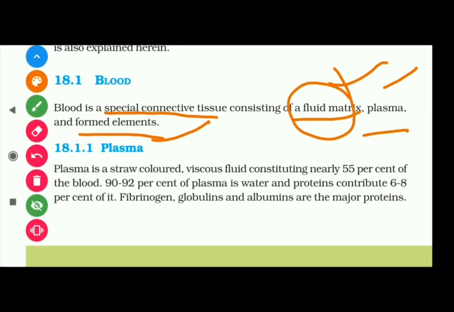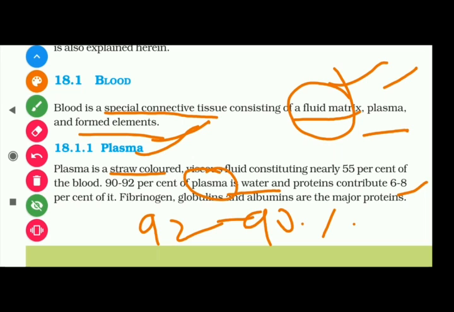So next is the plasma. Plasma is a straw colored viscous fluid consisting of nearly 55% of the blood. What is the color of plasma? It is straw colored. What type of fluid is it? Viscous. Total 55% of the blood contains the plasma. 90 to 92% of the plasma is water and protein constitutes 6 to 8%.